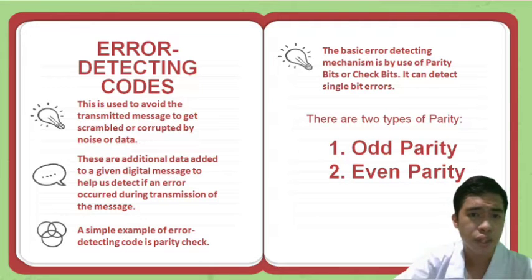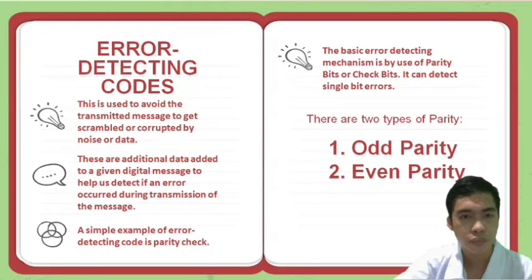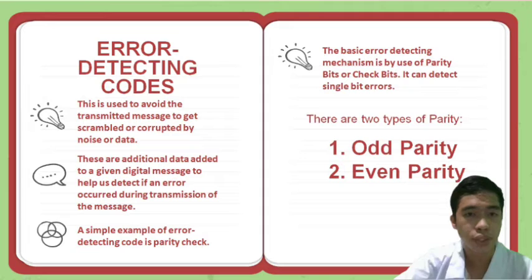Error detecting codes are a sequence of numbers generated by specific procedures for detecting errors in data that has been transmitted over computer networks. When bits are transmitted over computer networks, they are subject to getting corrupted due to interference and network problems. The corrupted bits lead to spurious data being received by the receiver, and they are called errors. Error detecting codes are used to prevent transmitted messages from getting scrambled or corrupted by noise.